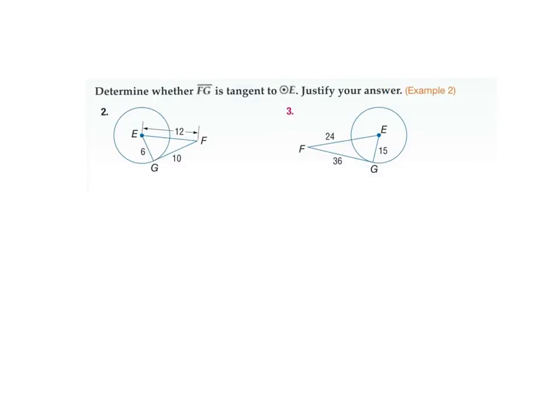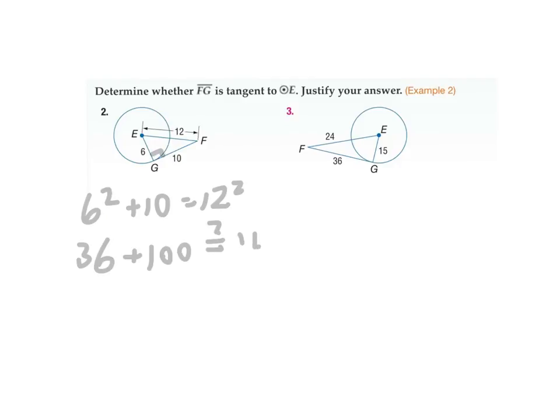Let's have a look at number 2. Pythagoras says that it's 6 squared plus 10 squared equals 12 squared, because 12 is the hypotenuse, because don't forget, if it's a tangent, your right angle is here. So 36 plus 100, does that equal 144? Well, the answer is purely and simply no, so the answer to this is no.